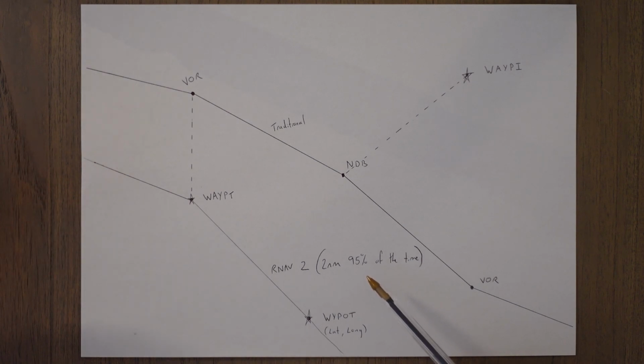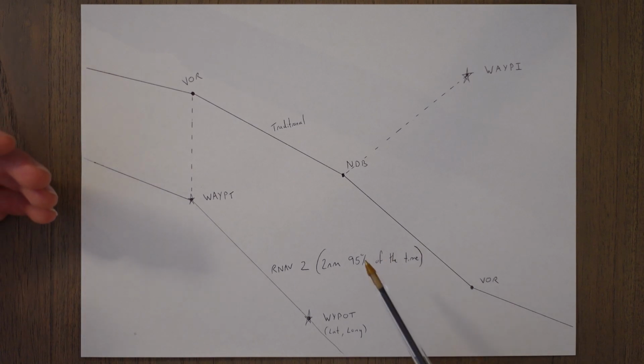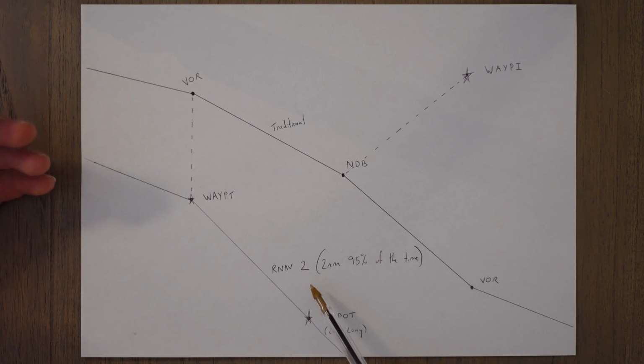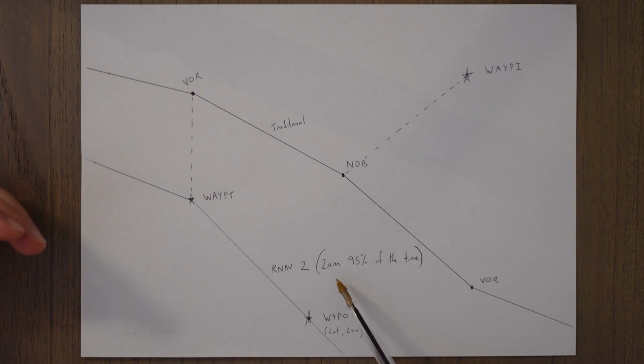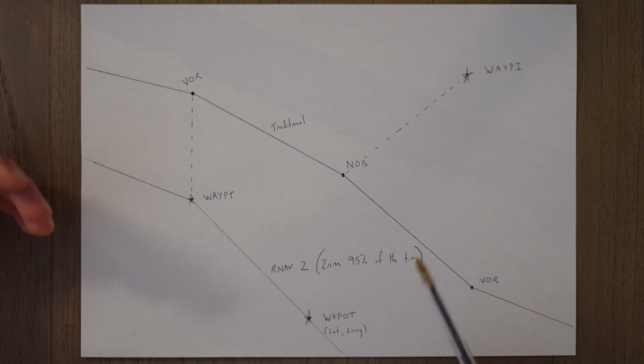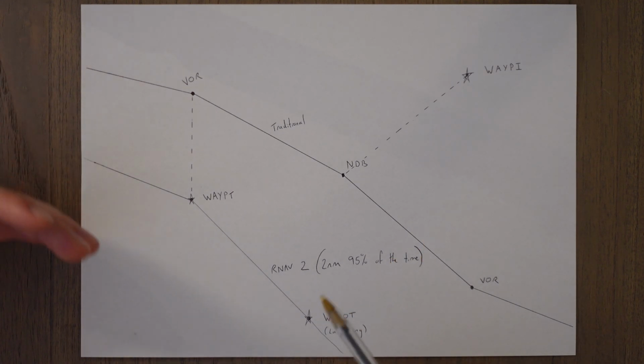For example, a STAR, a standard terminal arrival chart created using RNAV principles, might require RNAV 2 capability, meaning that we have to have a plane capable of flying to within 2 nautical miles of accuracy 95% of the time. You can also get RNAV 10, 5, 2 and 1 depending on the type of chart and route that you are flying.